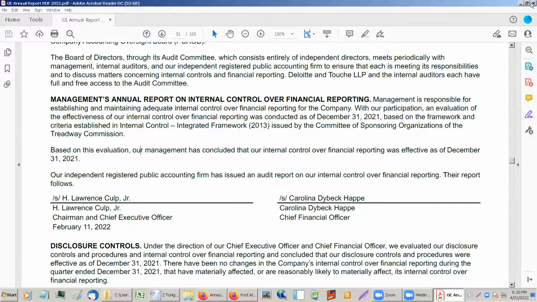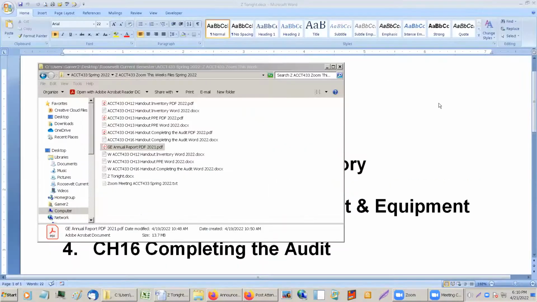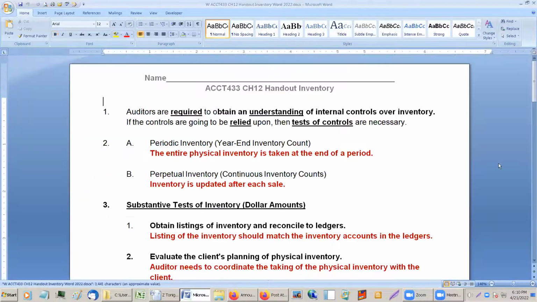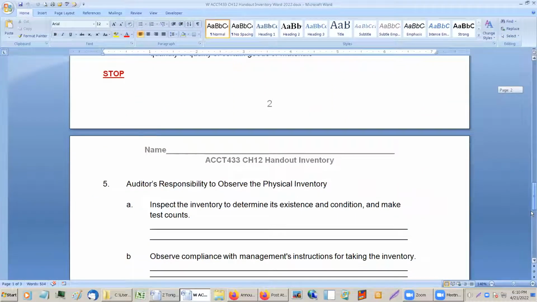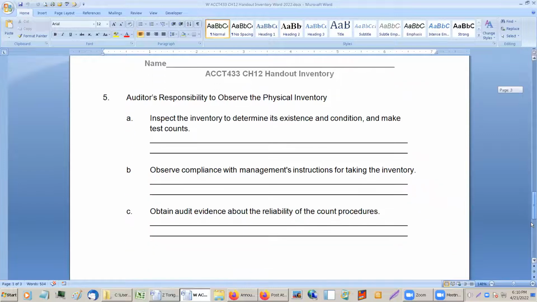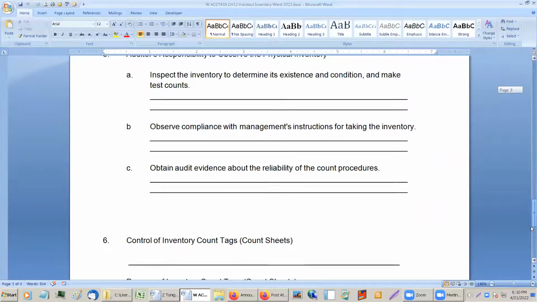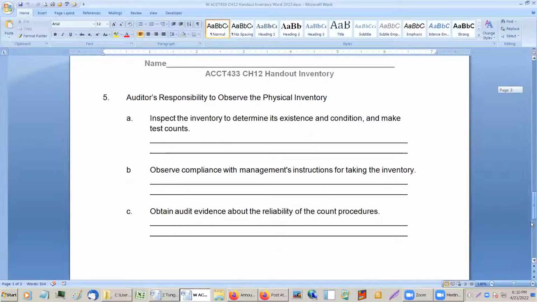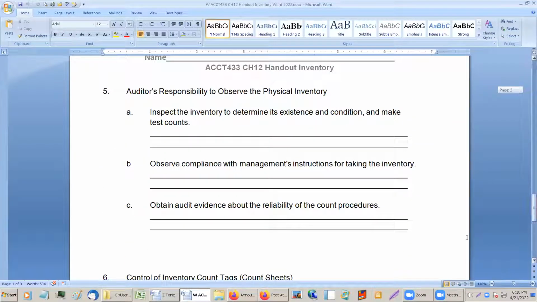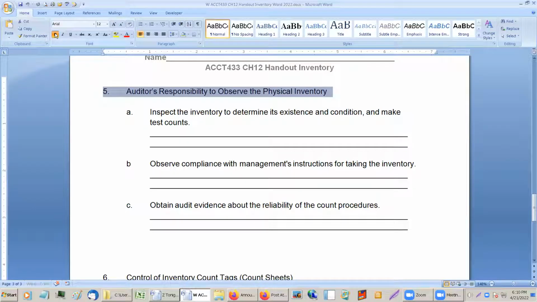Okay, let's jump in and finish up the Chapter 12 handout. I think we're on the last page of it. And we talked a little bit about this already. Auditor's responsibility for observing the physical audit. And remember, we talked about this last time.